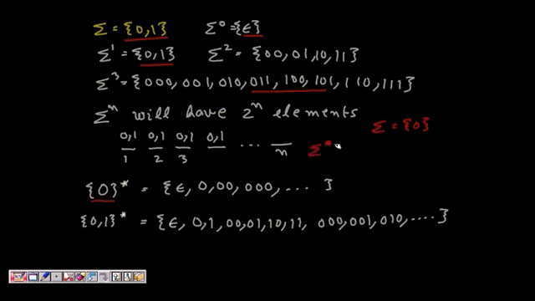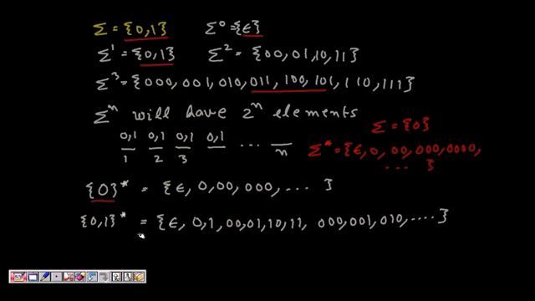So sigma star will be: I have the empty string, then strings of length 1, sigma 1; sigma 2 is 0 0, sigma 3 is 0 0 0, sigma 4 is 0 0 0 0, and so on. Okay, this is infinite length.